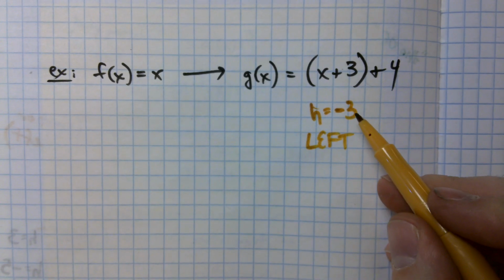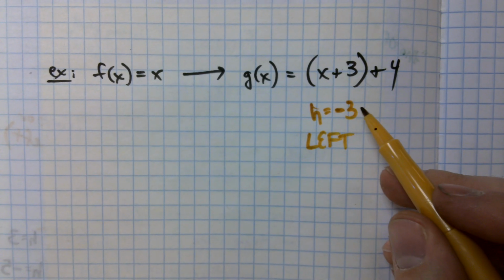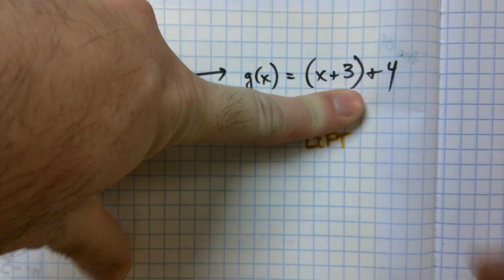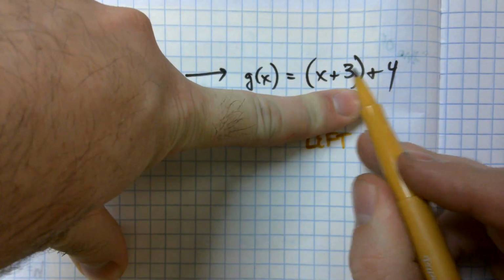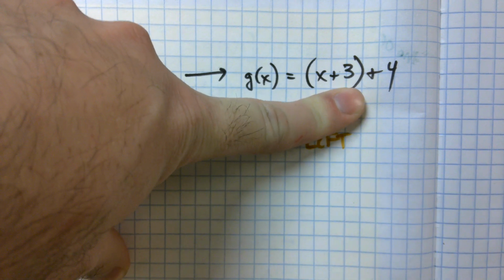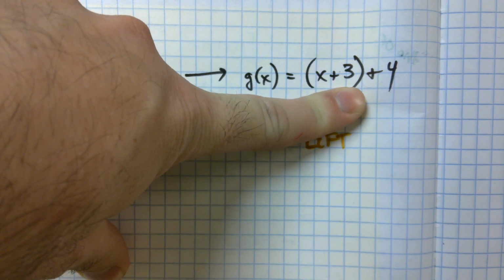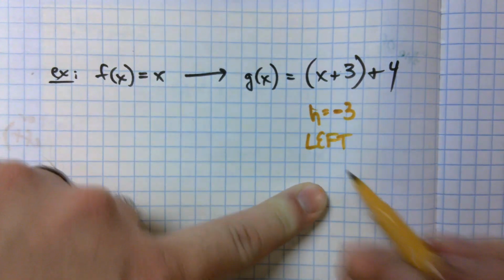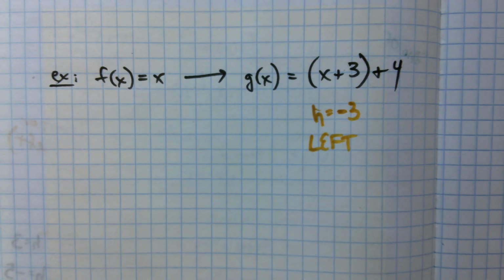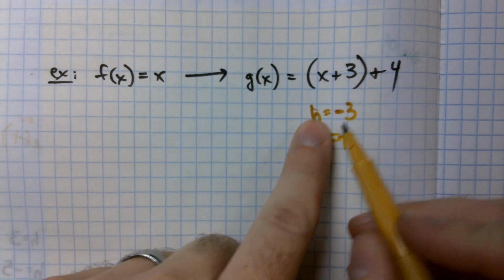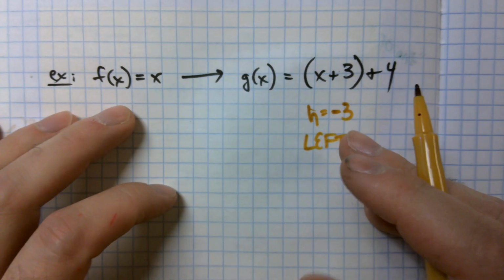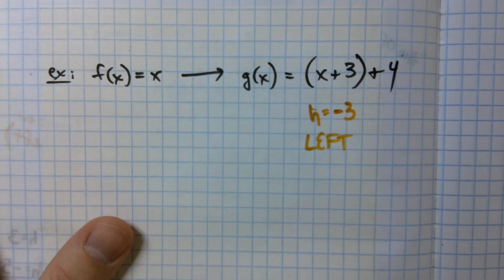Well, Mr. Church, negative 3 and left. I thought you said we got to think in terms of opposites. If I don't identify h, that's true. I see a plus 3 in there. Normally, plus 3 tells me to the right. But if I'm inside the parentheses, I got to think opposite, which means I'm going to the left. So if you don't want to think in terms of opposites, just identify your h, but you still have to do the opposite. So I guess it doesn't matter either way.